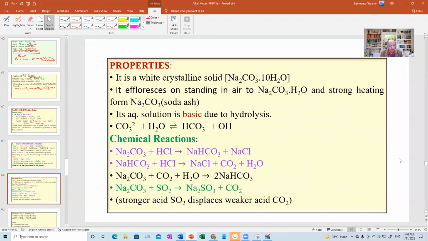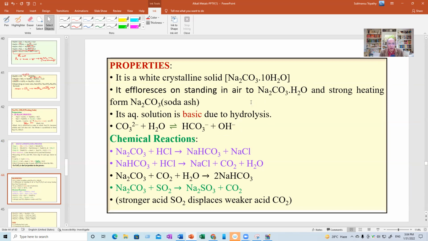Now coming to the properties, very simple properties. It is a white crystalline solid, and it undergoes efflorescence, means it loses the water of crystallization to the dry air. 9 water molecules are lost spontaneously when it is kept standing in dry air, not highly humid air, but relatively dry air.